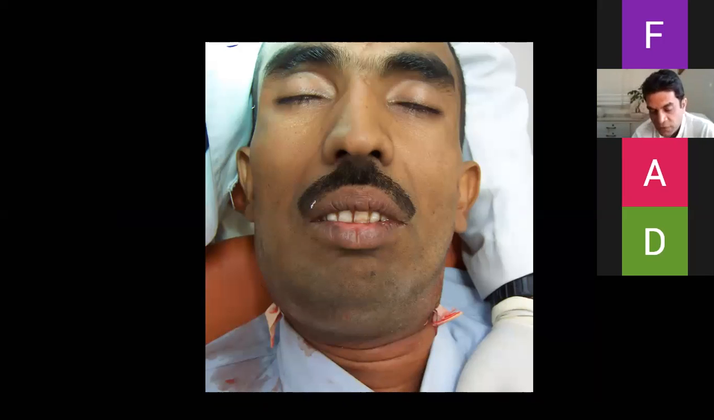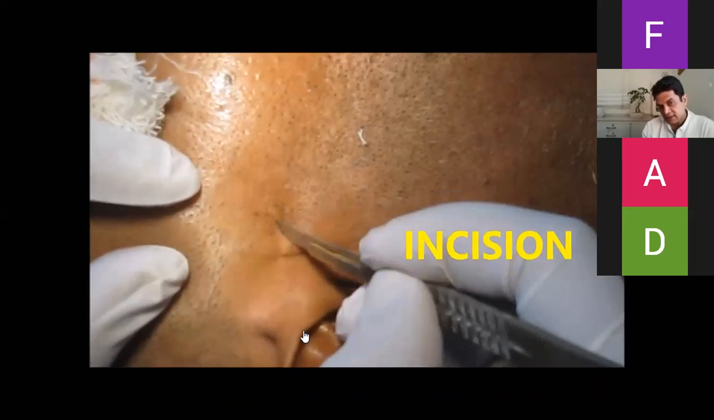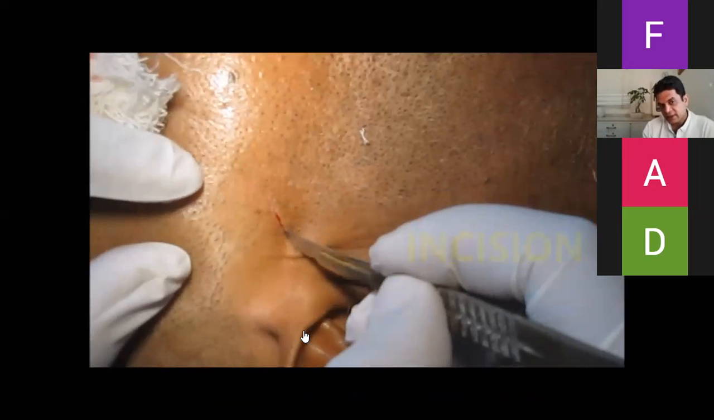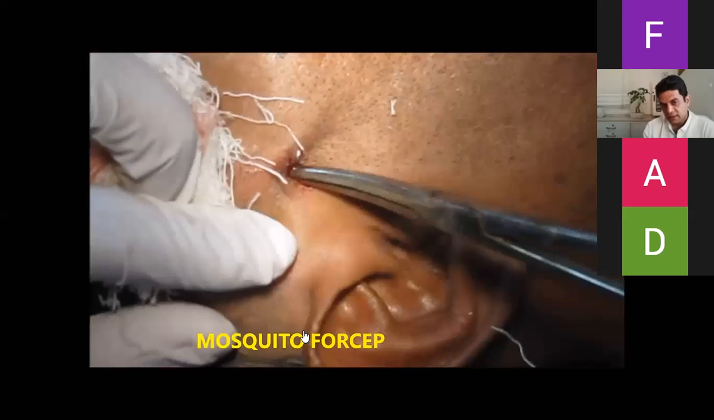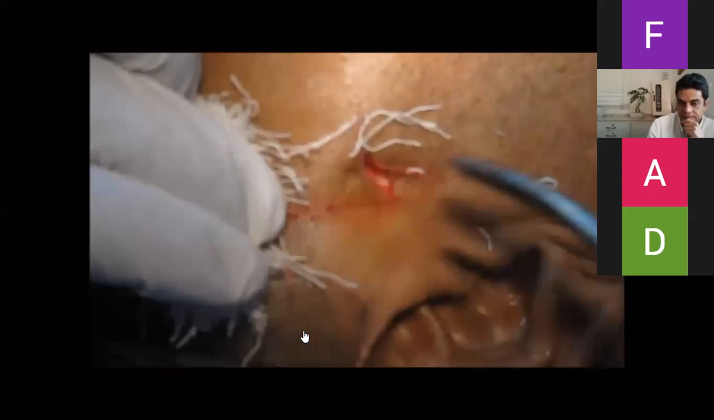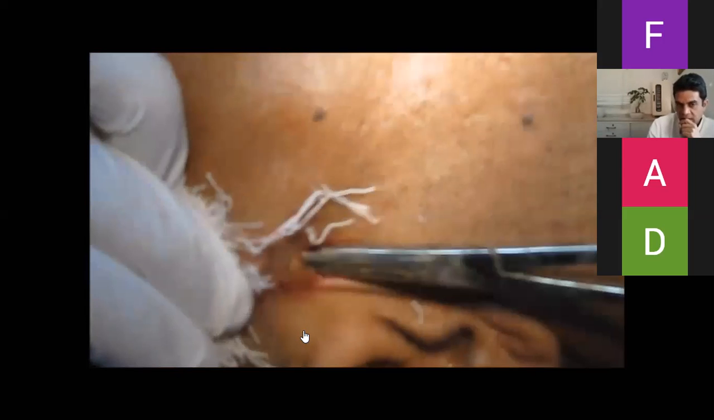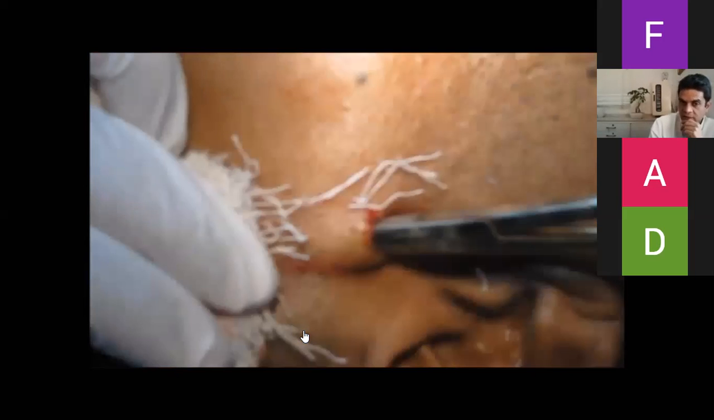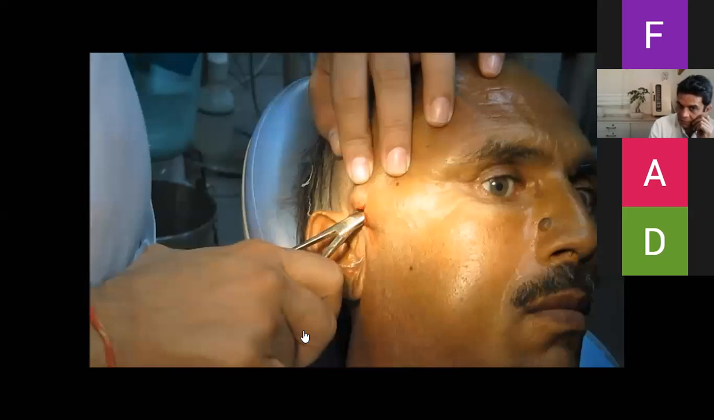I would like to show you a video showing how to do the drain. You can see that we are giving the incision in the temporal region. Now, when the superficial fascia has been incised, we are entering into the space with the mosquito forceps. With slight force you can enter into the space, and now when you open it, the abscess will start draining. You can see that.